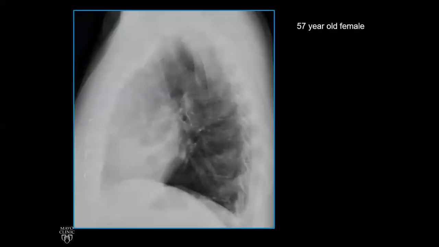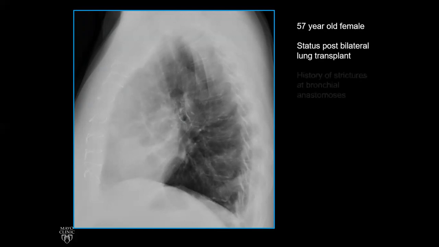Okay, this is a different patient, a 57-year-old female, status post bilateral lung transplants. So the lungs this patient now has came from somebody else, and they had to be sewn in and attached to her native bronchi. And where her bronchi were sewn into these transplanted lungs, she had a bunch of strictures at these bronchial anastomoses.